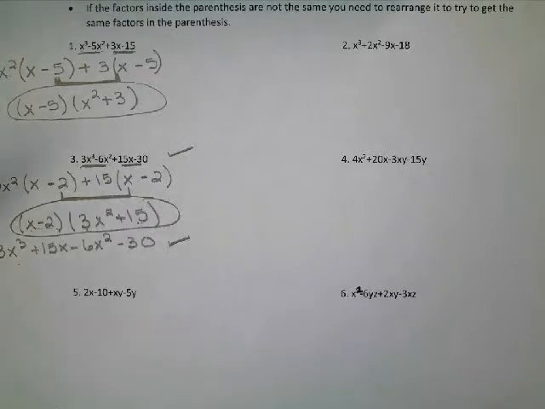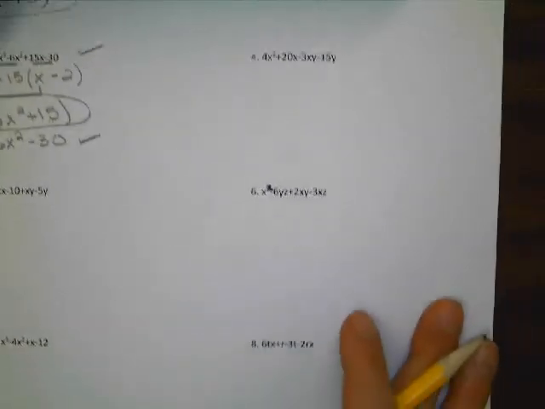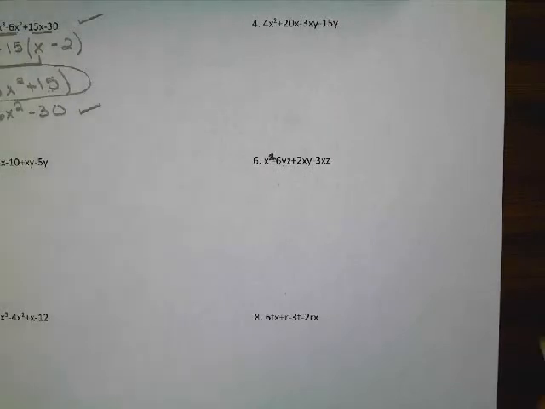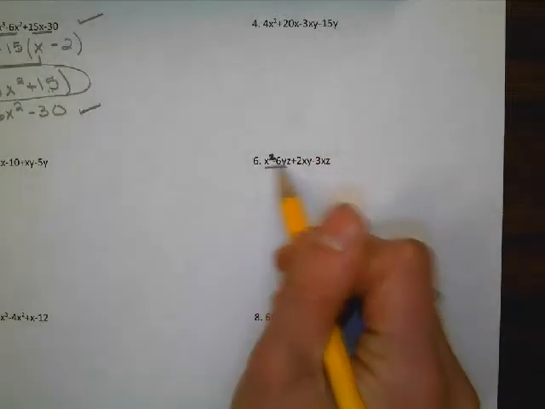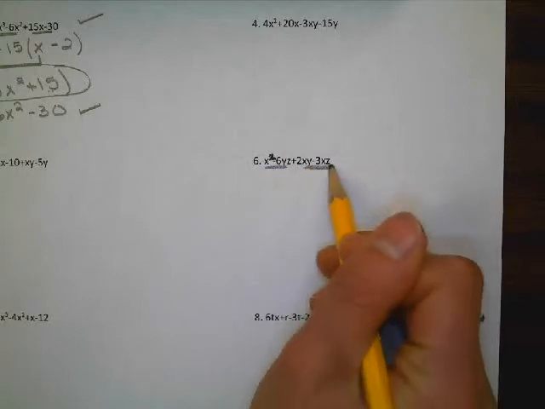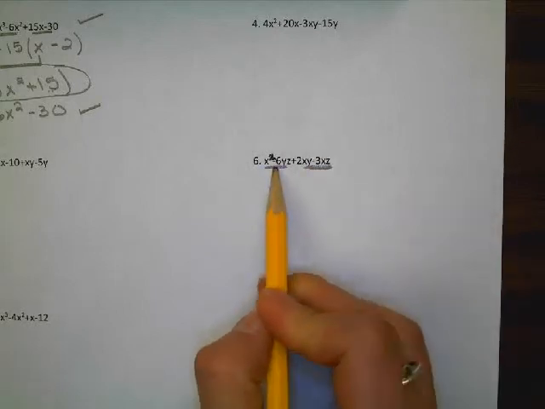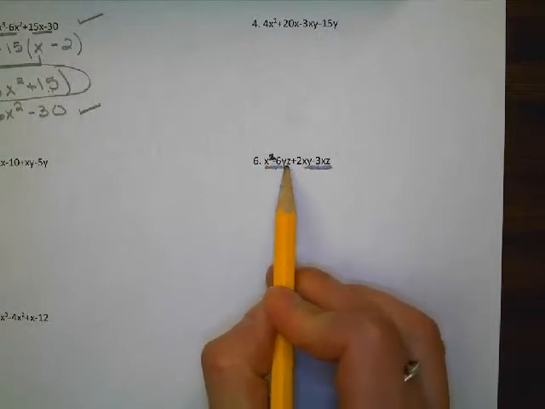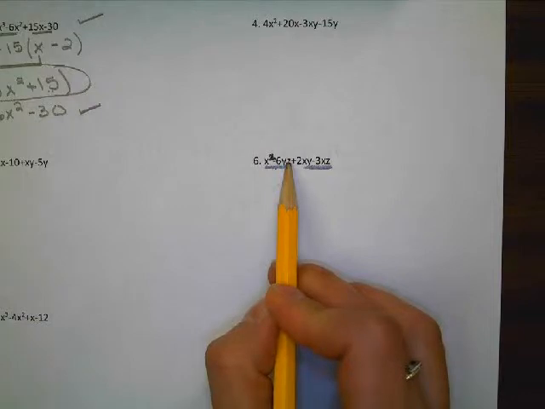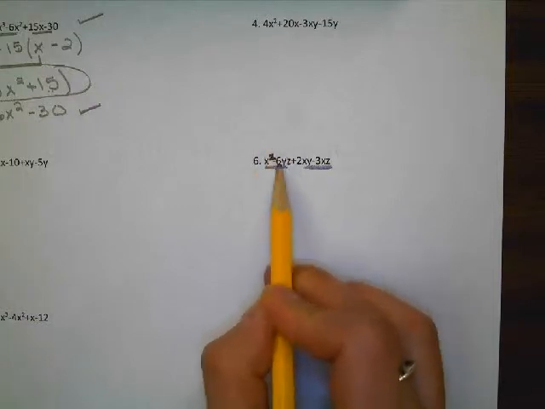Number 6, over here, we have x squared minus 6yz plus 2xy minus 3xz. So I'm going to start by trying to factor that. Well, if you look at these first two and these next two, you'll see that in this first one, there's nothing in common. This has an x, and that's all there is to it. The second part has a y and a z, and there's definitely no x that I could factor out, so none of these have anything in common.